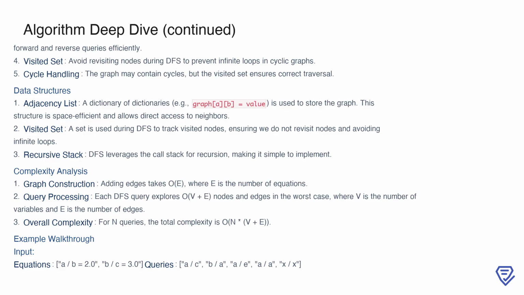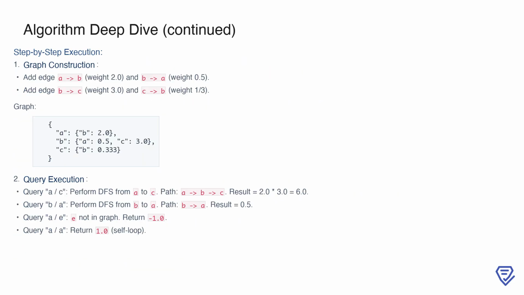The DFS implementation uses recursion, leveraging the call stack to dynamically compute results during traversal. In terms of performance, building the graph from the equations takes O(E) time, where E is the number of equations. For each query, the DFS exploration takes O(V plus E) time in the worst case, where V is the number of variables. If there are n queries, the overall complexity becomes O(n times (V plus E)), making this method scalable for large inputs. To illustrate how the algorithm works, let's walk through an example.